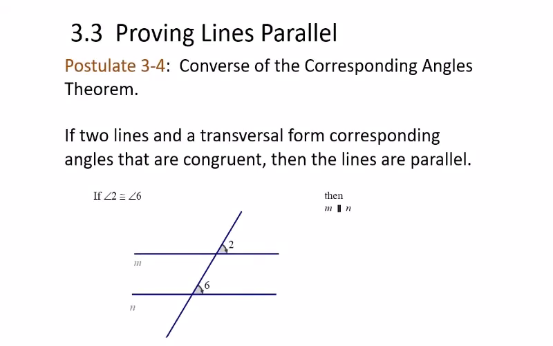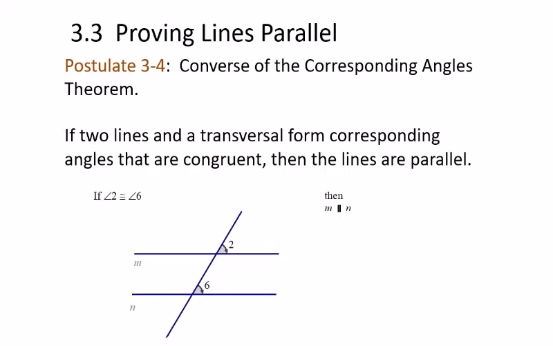Hello, mathletes. So in 3.2, the last lesson, we talked about situations where we had two parallel lines that were intersected by a transversal, and in those situations, alternate interior angles are congruent, alternate exterior angles are congruent, corresponding angles are congruent, and same side interior angles are supplementary.